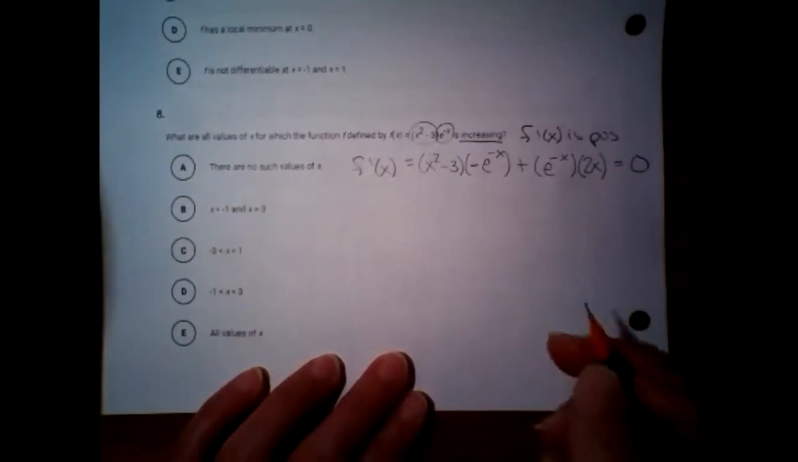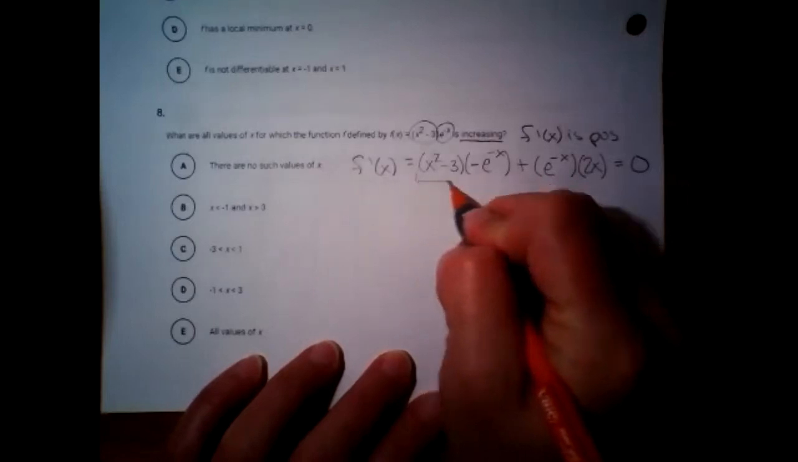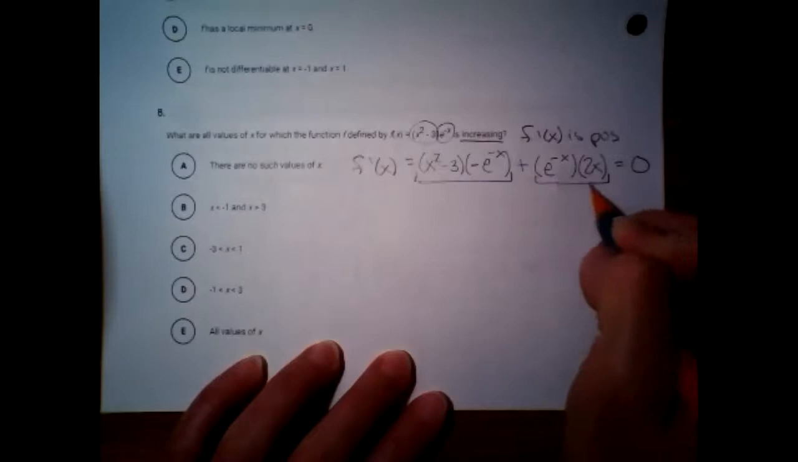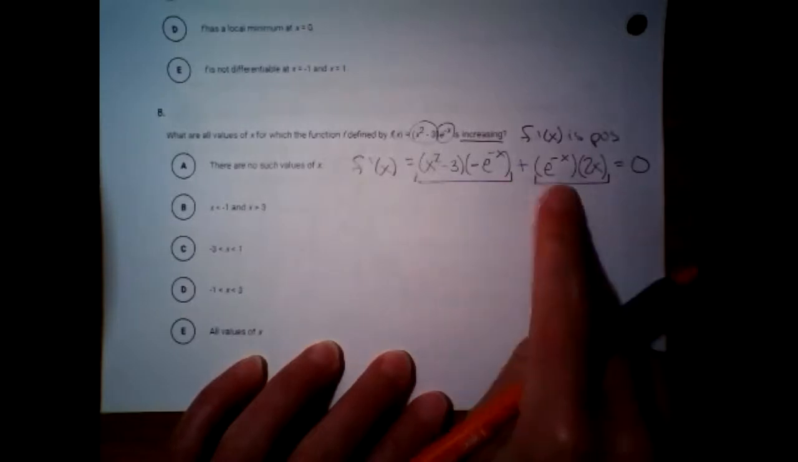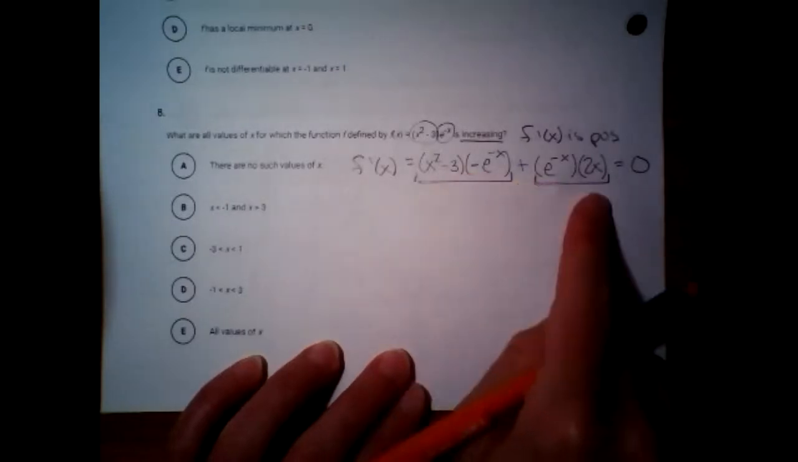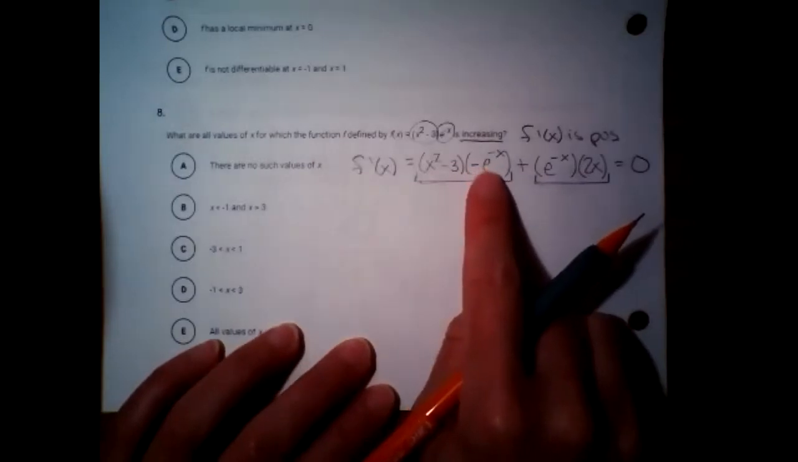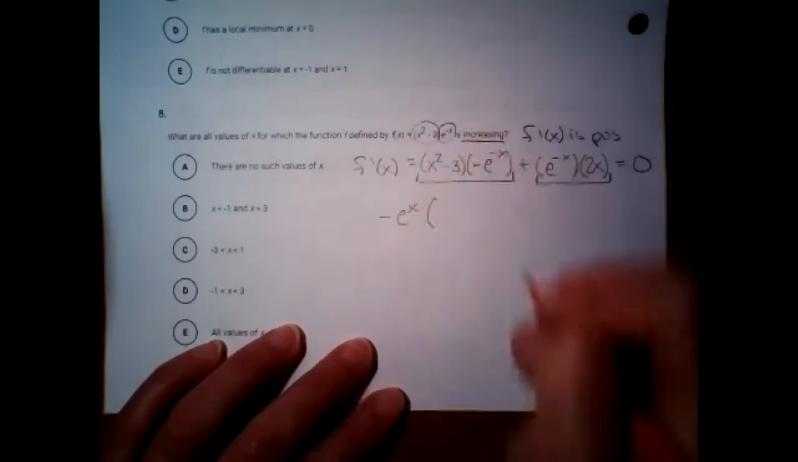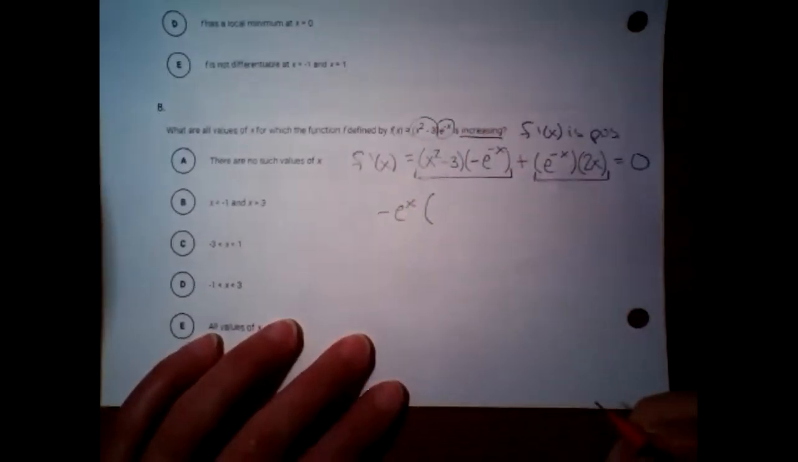And so we're going to need to factor this. There's really only 2 terms. This is the first term, and this is the second term. Whenever you do a product rule, you only get 2 terms. It's all of this plus all of this. So I'm going to factor out a negative e to the negative x. So that's going to be our greatest common factor.